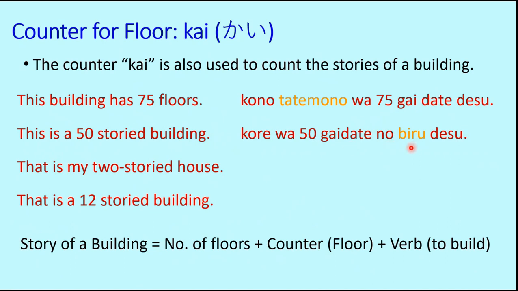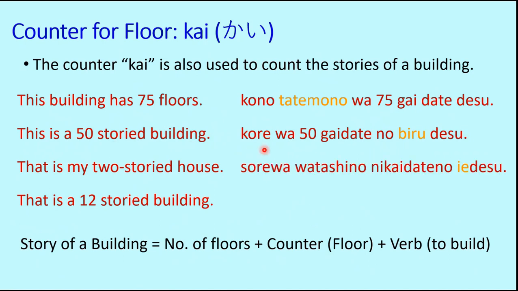Here biru is the katakana word for building. It will be the short form of building in katakana, so this is imported from the building word itself. Tatemono is a Japanese word, that's why it's written in hiragana. And biru is written in katakana because it has been derived from building, the English word. So Kore wa goju gai date no biru desu. This is a 50-storied building.